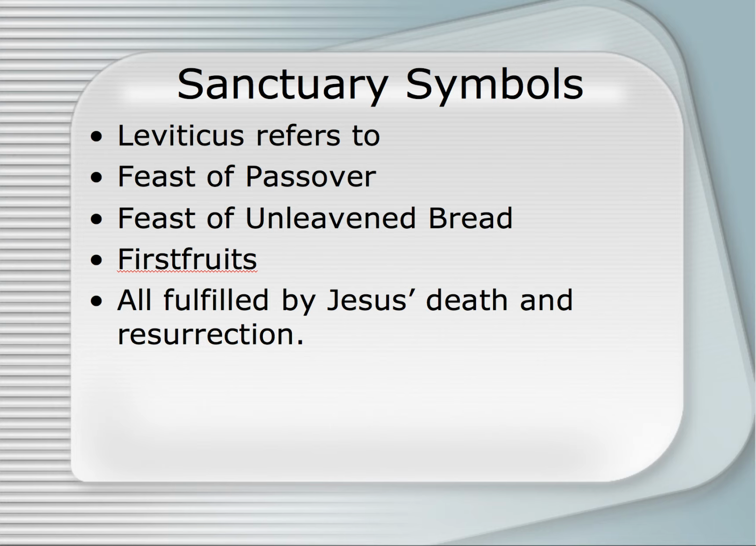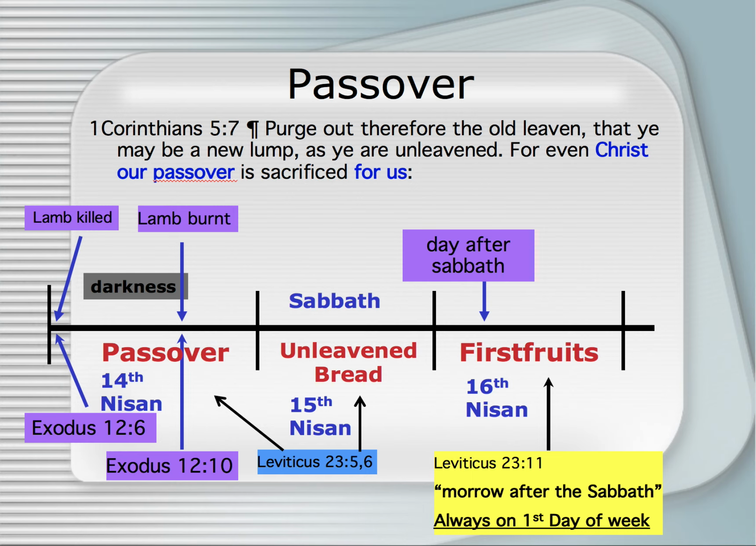So let's just finish this off and understand what the feasts concerning Passover, unleavened bread, and first fruits were, and how they were fulfilled by Christ precisely. So let's start with Passover. Now, there's a verse in 1 Corinthians 5, verse 7, which says that Christ, our Passover, is sacrificed for us.